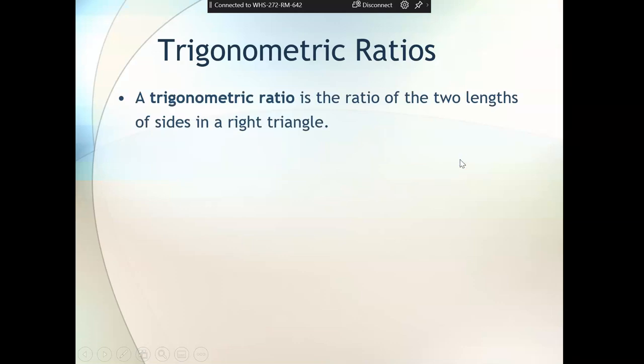Okay. So a trigonometric ratio is the ratio of two lengths of sides in a right triangle.